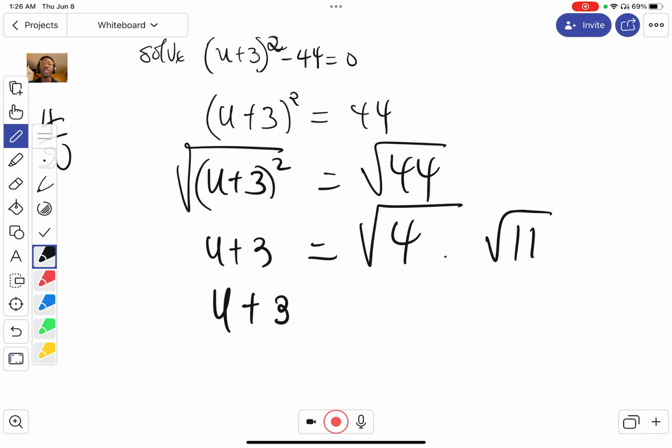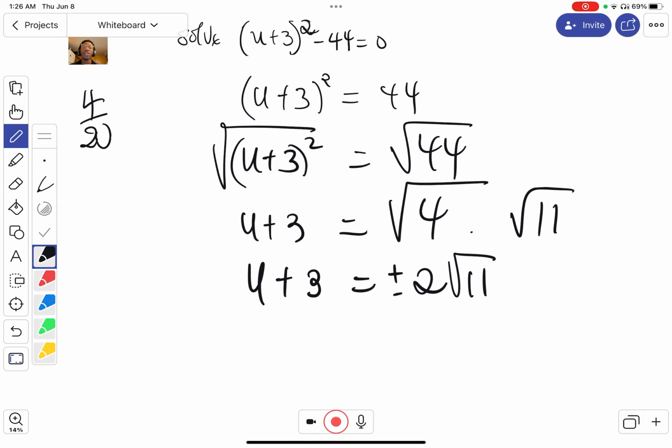u + 3 is equal to plus or minus 2√11, because that's the square root of 4 times the square root of 11. So right now we're going to get our u, and to get the u, we're going to do u equal to... the positive 3 is going from one side to the other side, so we absolutely need to change the sign, which was a positive at first. So right now it's going to switch to a negative. So it's going to be negative 3 plus or minus 2√11.